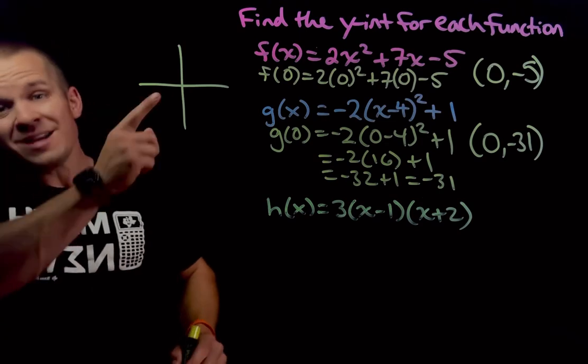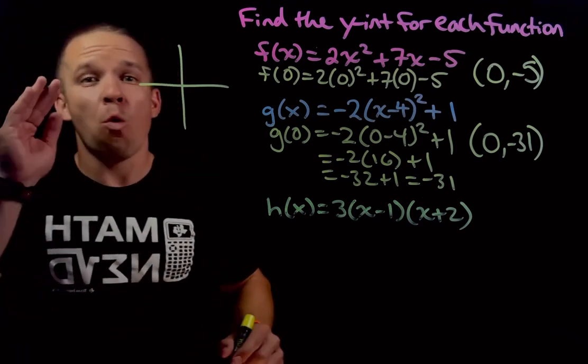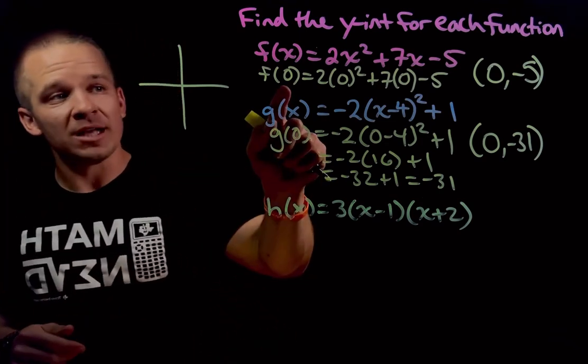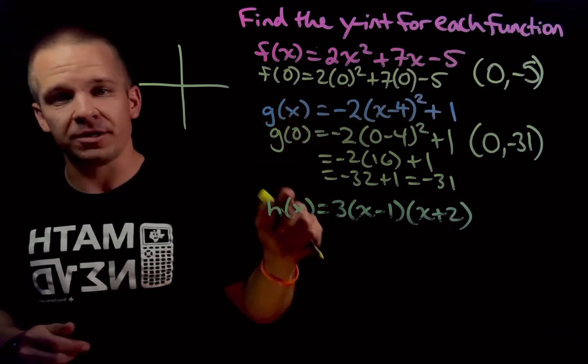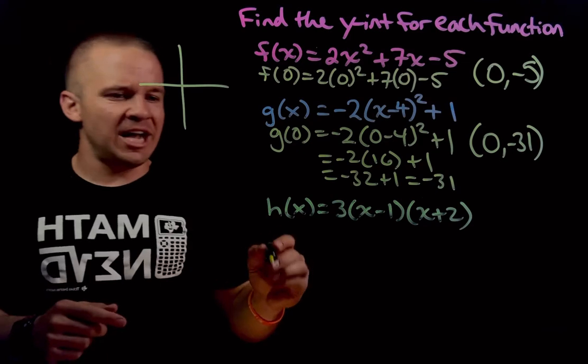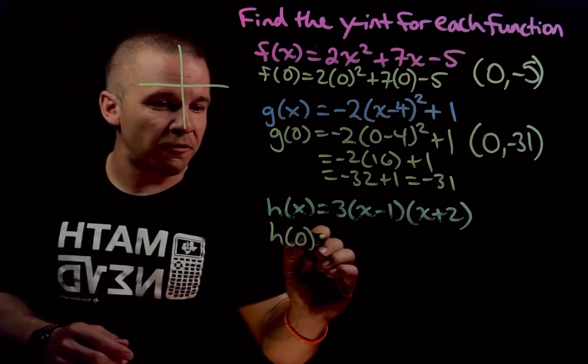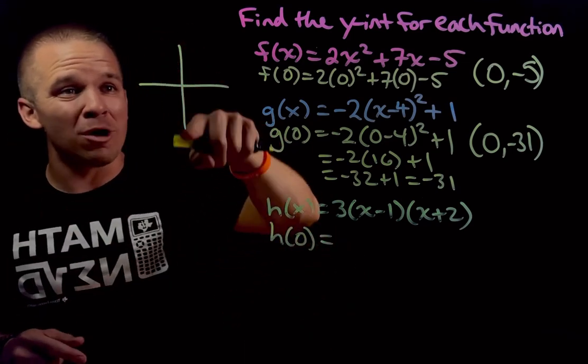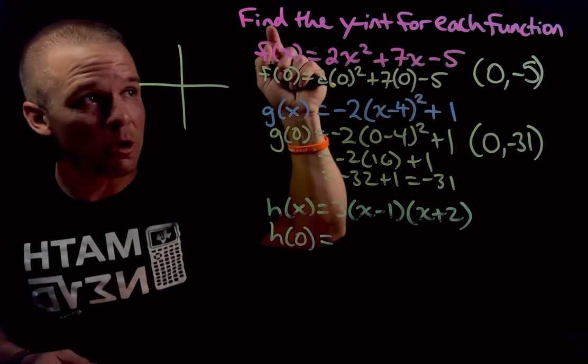Woo! Way different than positive 1, dogs. Way different. Same concept, though. f of 0, g of 0. I wonder what we're going to do for this one. You guessed it, h of 0. All right, we're substituting in 0 for x, because if it's 0 for x, it's somewhere along that y-axis, and that means it's our y-intercept.